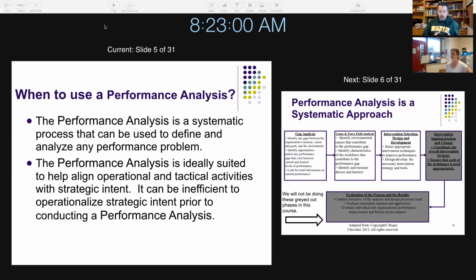So this process is a systematic process. That means you can follow it and replicate it, and hopefully come up with the same or very similar results each time. Also, by being systematic, it helps you not miss a blind spot in your understanding or your perspective. If you follow a systematic process, think of it as a recipe. If you just follow the recipe, your bread or whatever you're making is going to come out a lot better than if you just wing it. It's ideally suited for operational or tactical activities. This is below the strategic level, but it can also be used at the strategic level as well.